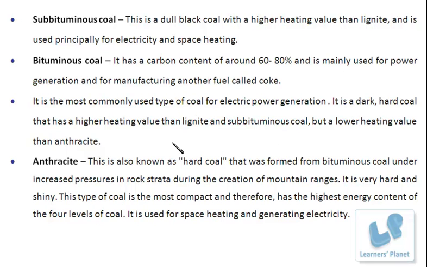It is dark, hard coal that has higher heating value. That is, that has got higher calorific value than lignite and subbituminous coal, but a lower heating value than anthracite. What is first formed is lignite, then next is bituminous coal. So the heating value of bituminous coal is less than anthracite.